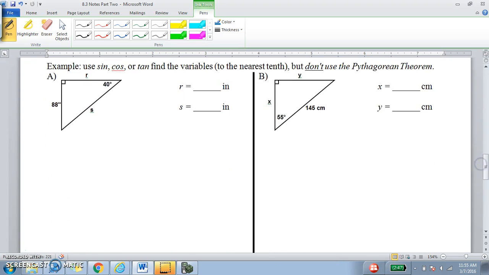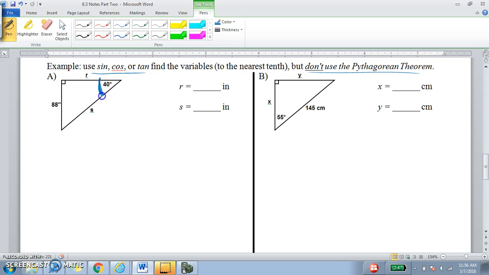All right, next example. So now we have two variables. It says use sine, cosine, or tangent to find the variables and do not use the Pythagorean theorem. We learned a couple sections ago that once you have two sides of the triangle, you can use the Pythagorean theorem to solve for the third side. But since we're going to be rounding here to find the values of the sides, we don't want to use those rounded values when we're solving for the third side. We want to get it as exact as possible. So that's why we use sine, cosine, and tangent.